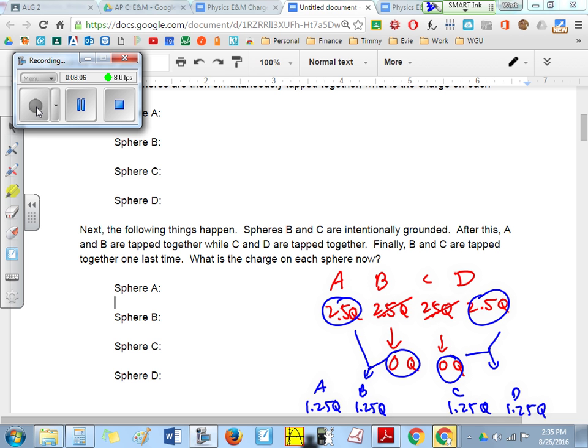And lastly, we tap B and C together. Well, that does nothing. B and C are not neutral, but to one another they are. You know what I mean? They both have 1.25Q. So you put them together, you have 2.5Q, then you divide by 2 again to split it up evenly, and you're back to 1.25Q. So the charges are 1.25Q, 1.25Q, 1.25Q, 1.25Q. So that last one was kind of silly. The B and C tapped, but nothing happens because they're equally charged.